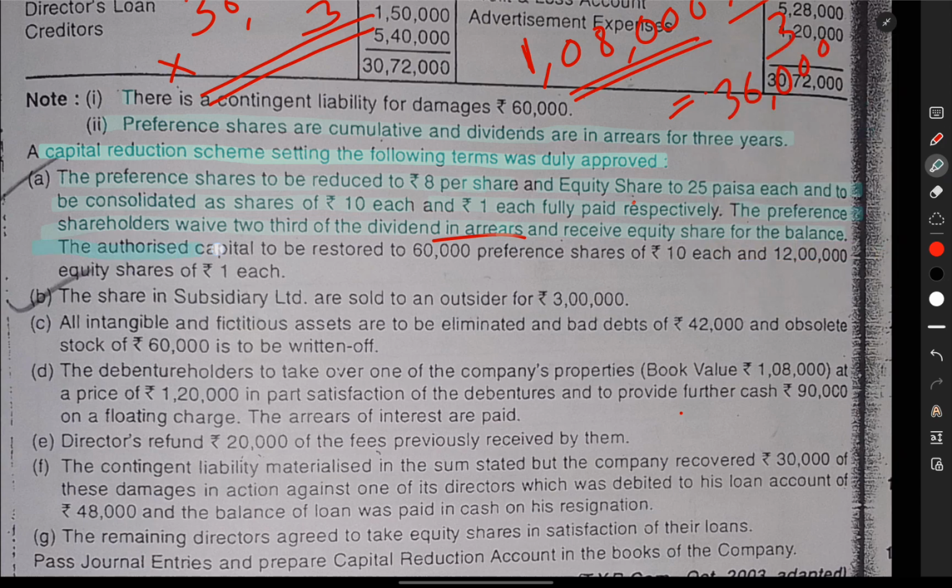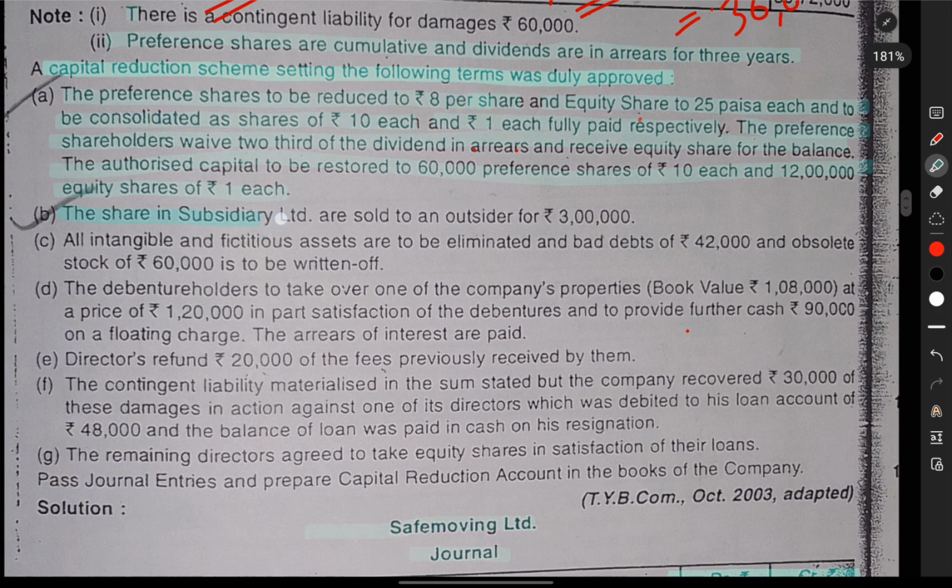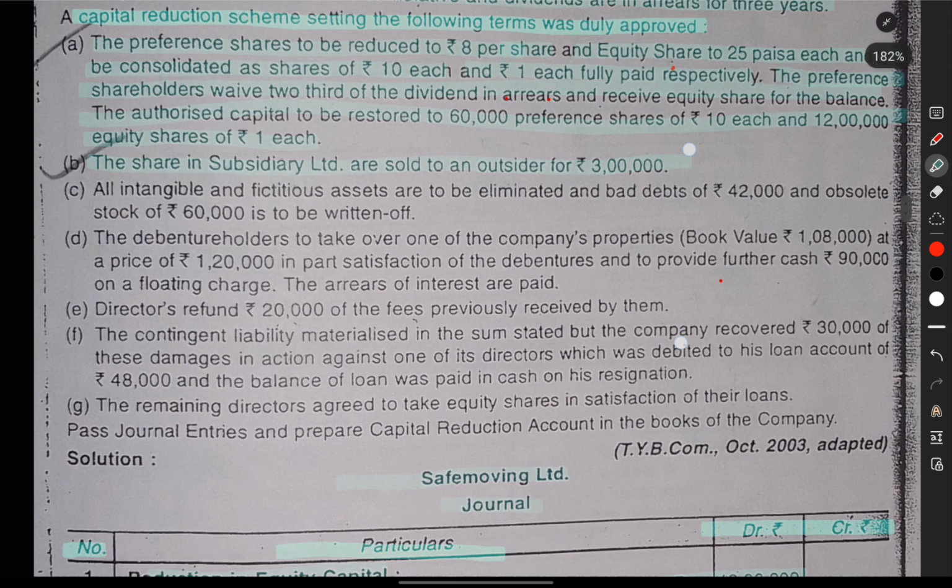The authorized capital to be restored: 60,000 preference shares of rupees 10 each and 12 lakhs. Next, the shares in Subsidiary Limited are sold to an outsider for rupees 3 lakhs.